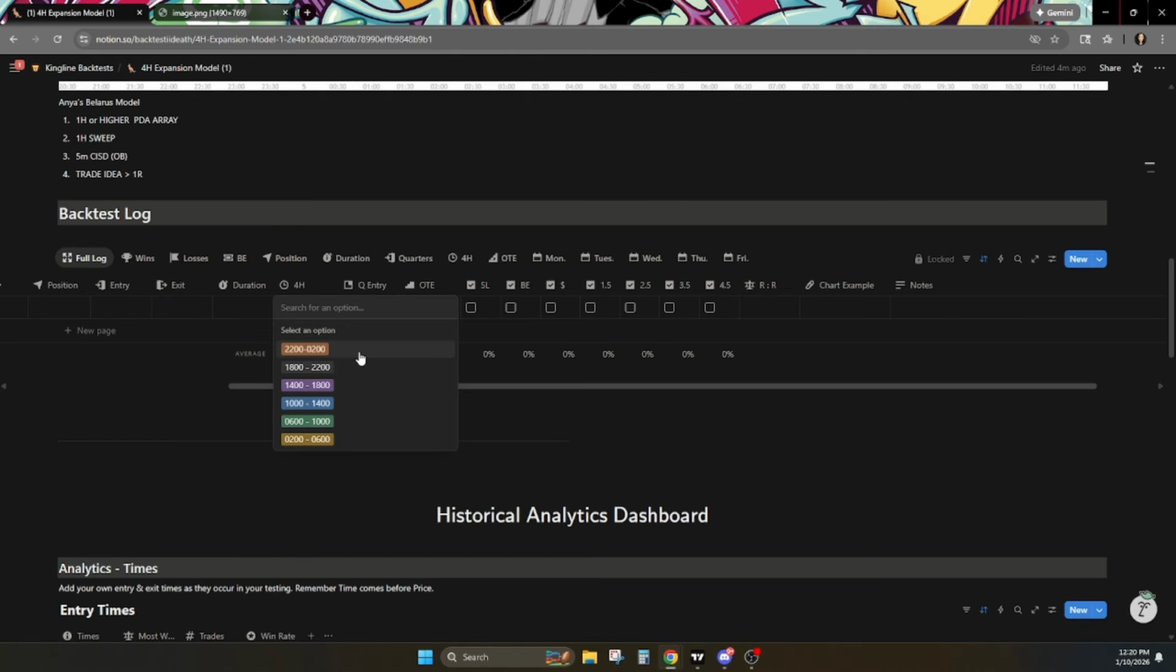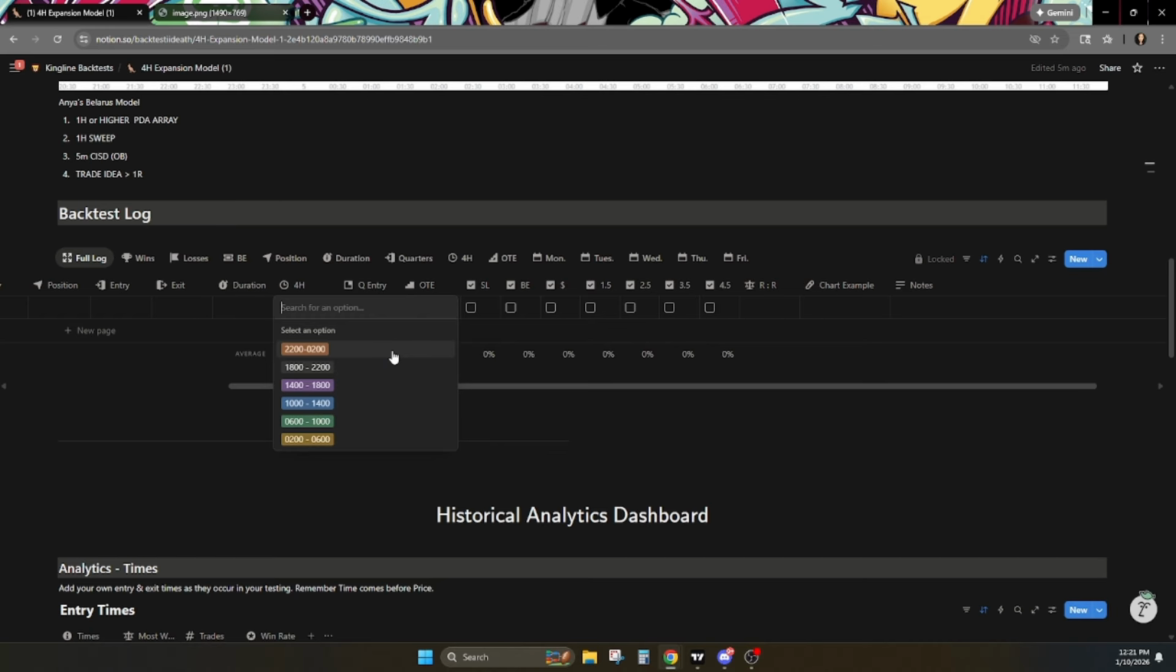So I'm curious how you guys are interested in tracking it. Obviously for the previous backtest for Adrian's model, we did it by 4-hour candle, which is pretty simple. There's only 6 options. I think we're going to land around 6 options or more if we tracked it by session. But what are you guys interested in seeing?